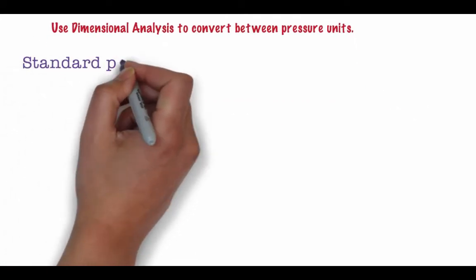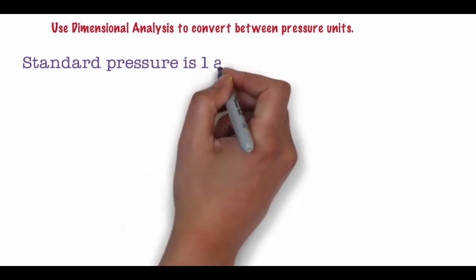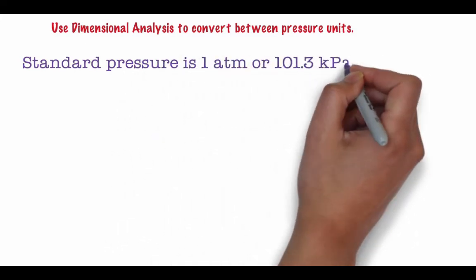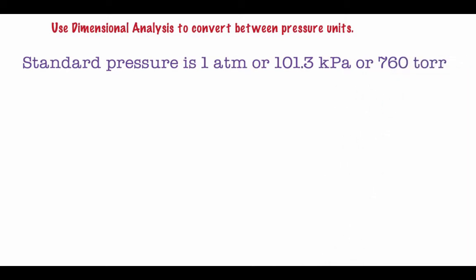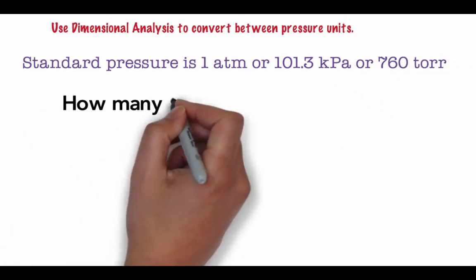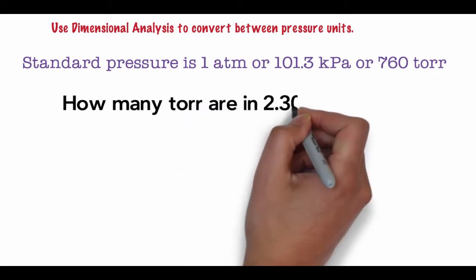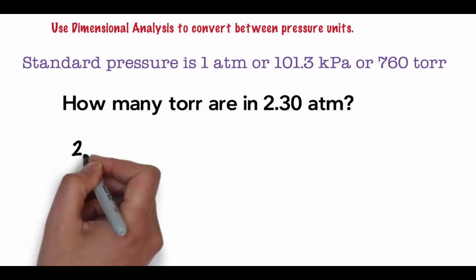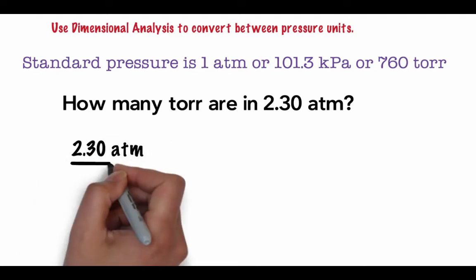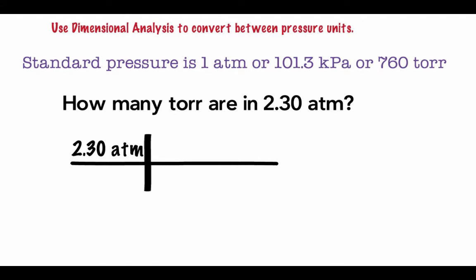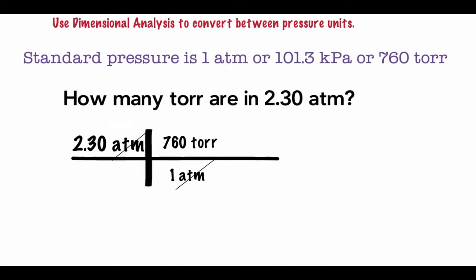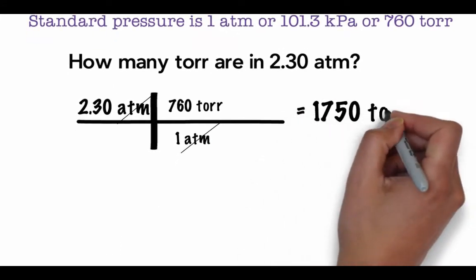Let's take a look at a couple examples. Standard pressure is 1 atmosphere, or 101.3 kilopascals, or 760 torr. So, how many torr are in 2.30 atmospheres? We're going to write what we know, which is 2.30 atmospheres, set up our conversion factor, and we want to put atmosphere in the denominator. We're going to put 760 torr in the numerator. This allows us to cancel out atmospheres, leaving us with torr. We do the multiplication, and we get 1750 torr.